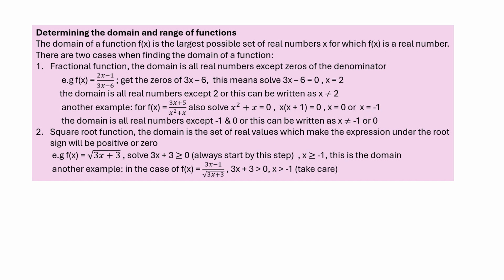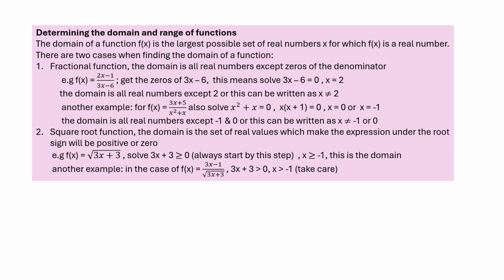The second type of function is the square root function. The domain is the set of all real numbers which makes the expression under the root sign positive or 0. So start by putting the expression under the square root sign greater than or equal to 0. So 3x plus 3 greater than or equal to 0. Solve this inequality. So x is greater than or equal to negative 1. This is the domain.